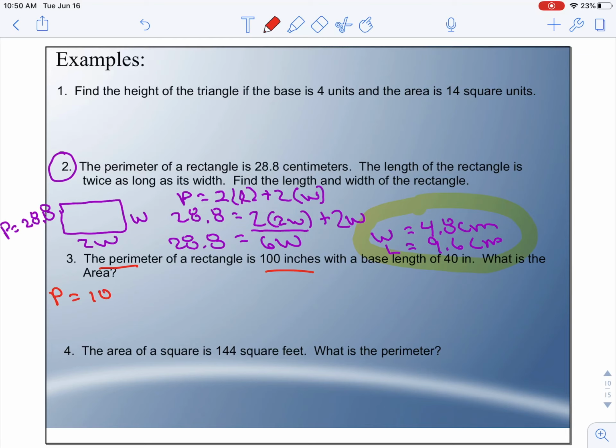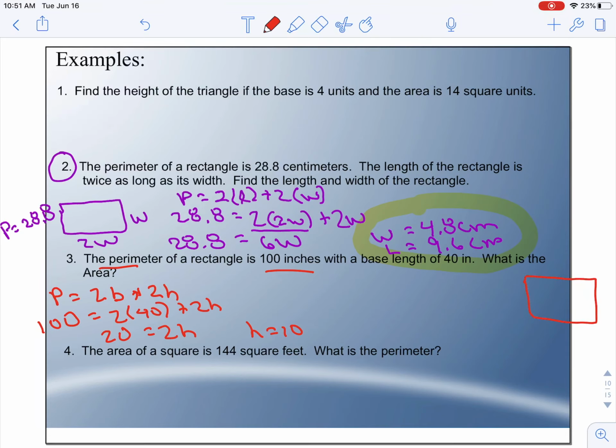So we know, again, our formula for perimeter, in general, is equal to 2 times the base plus 2 times the height. We already know that the perimeter is 100, and we know the base is 40. So 2 times 40 plus 2h is equal to 100. Well, 40 times 2, that's 80. So when I subtract 80 from each side, I get 20 is equal to 2h. So h is equal to 10. So now I know my base and height.